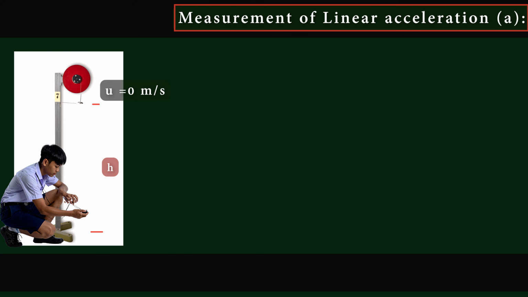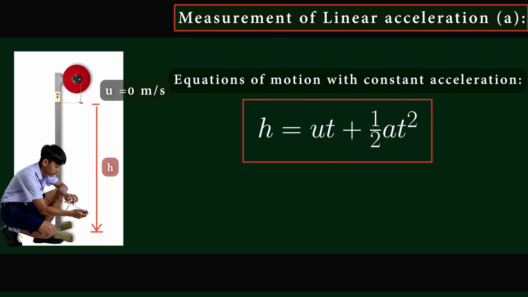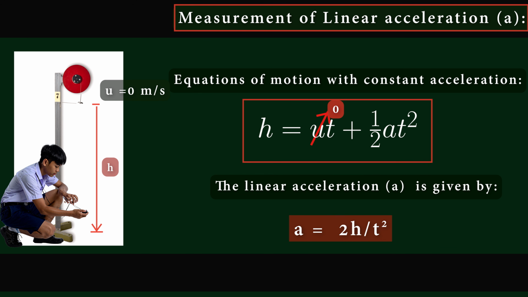Linear acceleration a can be obtained from the following experiment. The mass moves downward with a constant linear acceleration a and initial velocity u equals 0. It takes time t to achieve displacement h. Substitute the values into the equations of motion with constant acceleration. h equals ut plus 1/2 at squared. Since the initial velocity u equals 0, linear acceleration a is given by a equals 2h divided by t squared.